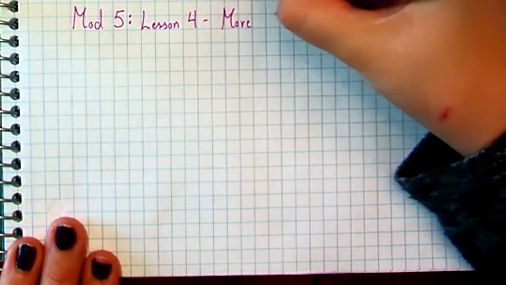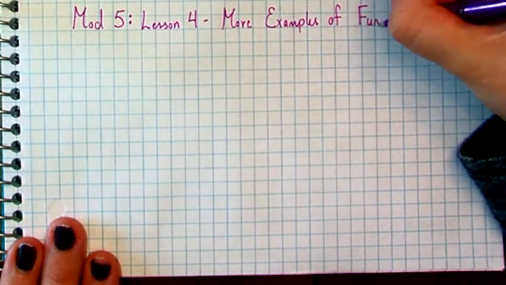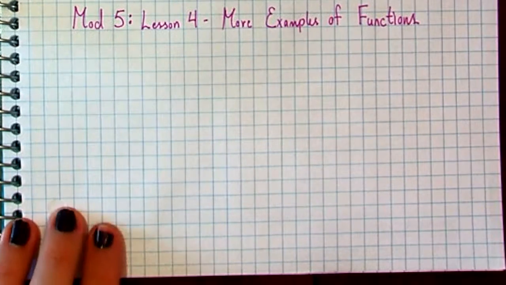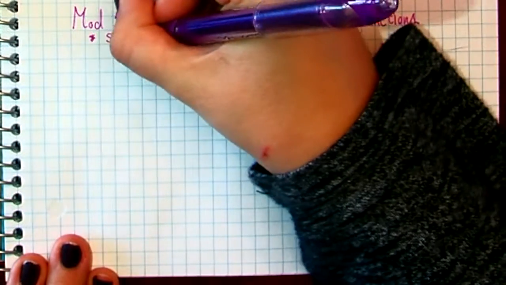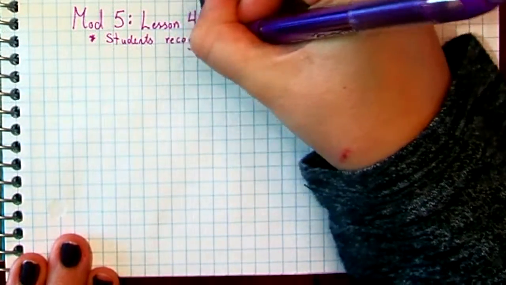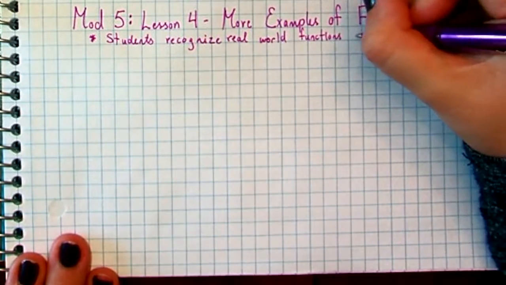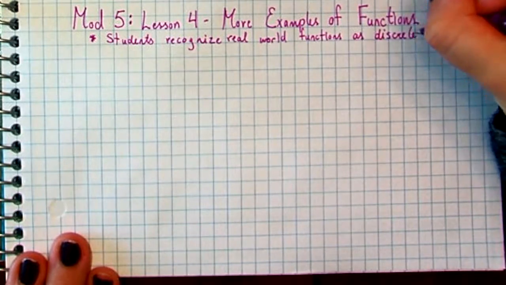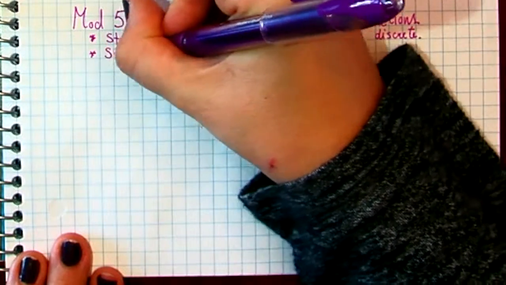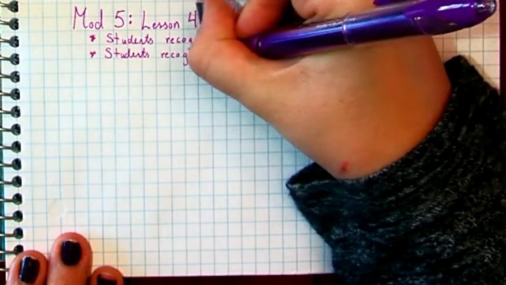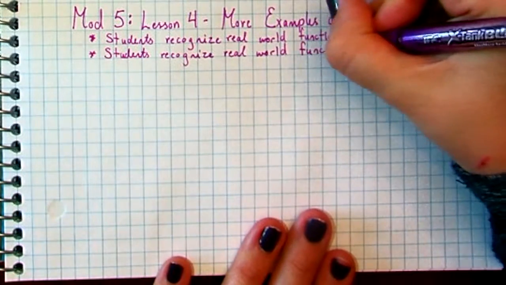Module 5, Lesson 4 is more examples of functions. The first thing we're going to focus on is that students recognize real-world functions as discrete or continuous. So students recognize real-world functions as discrete, and then students recognize real-world functions as continuous.